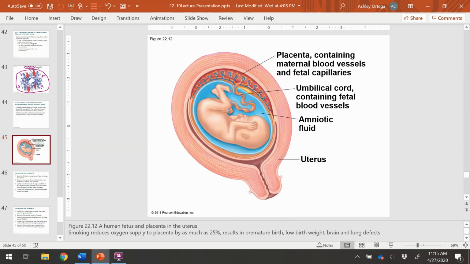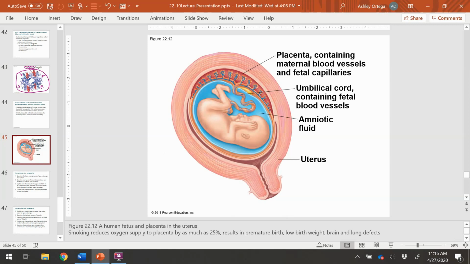And so if you wanted to see the development, the aspects of this in a diagram form, you can see here the baby is surrounded by fluid, amniotic fluid. The placenta is going to contain blood vessels from the mother and fetal capillaries, so that's where exchange occurs between the mother and the baby here. And that's through the umbilical cord.